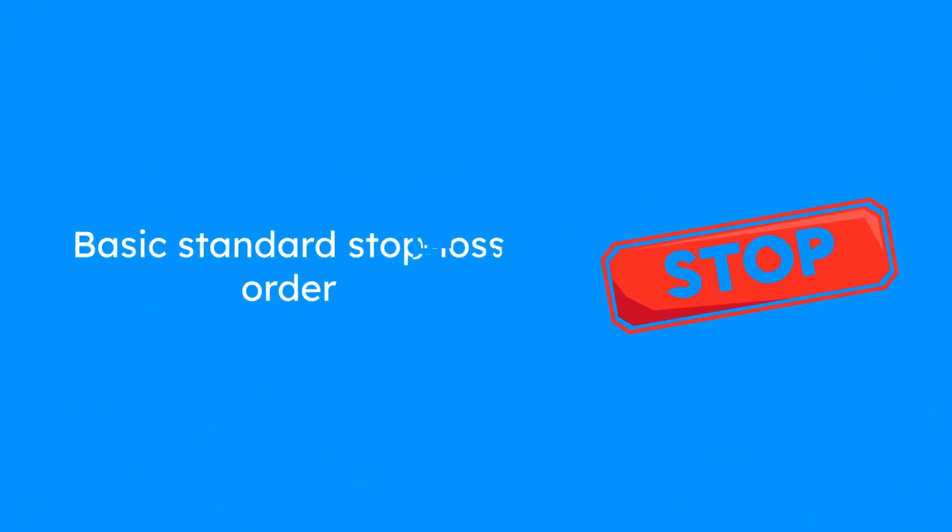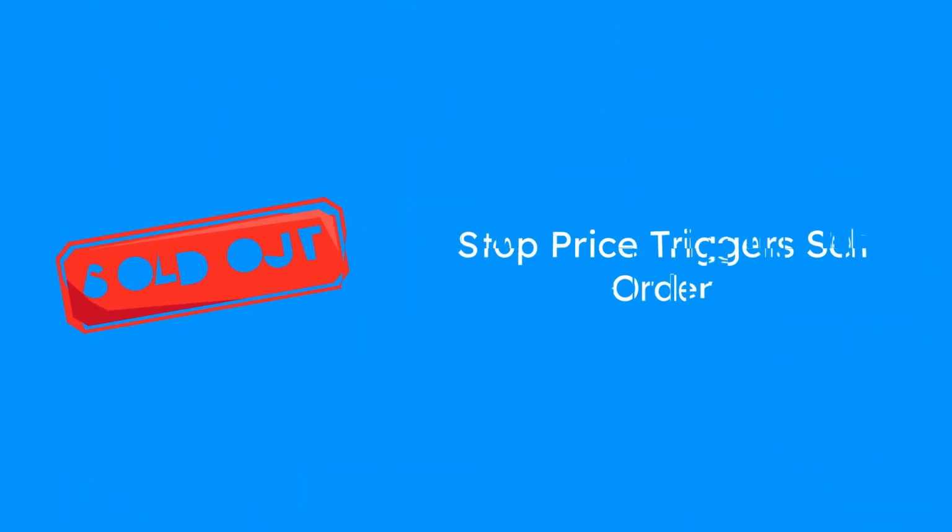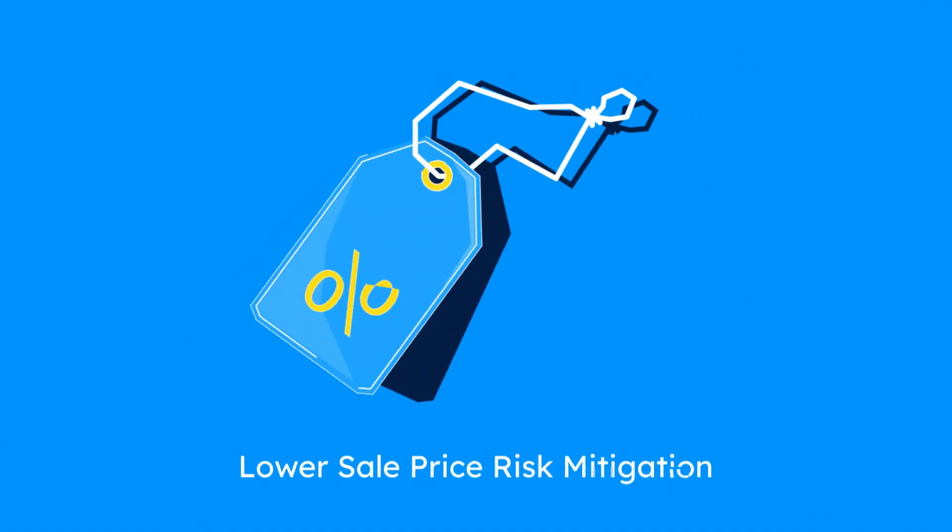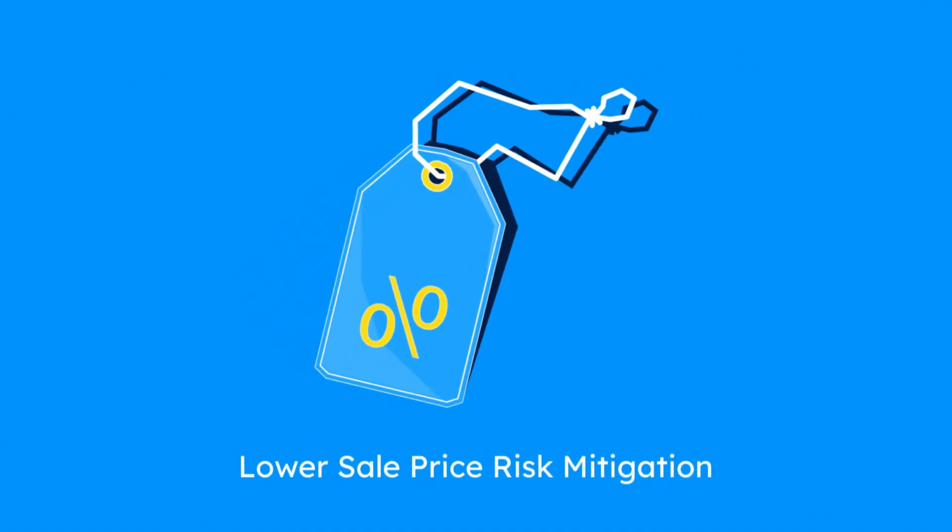Standard stop-loss order. This is the most basic type of stop-loss order. It becomes a market order to sell the security once it reaches the specified stop price. The main drawback is that the sale price might be lower than the stop price due to market fluctuations.